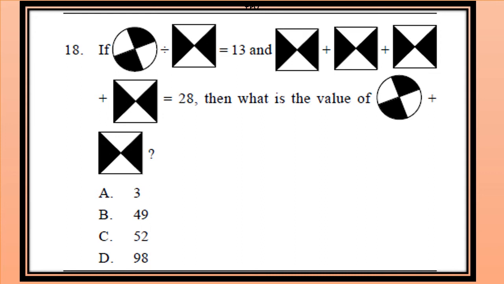Circle divided by square is 13. In this equation we will substitute the value of square. And then we will take out the value of circle from here. And then we will substitute the value of circle and square in the third equation where we have to find the value.